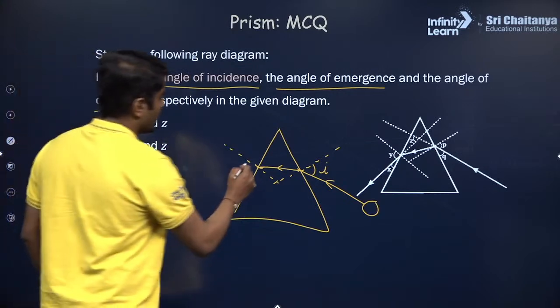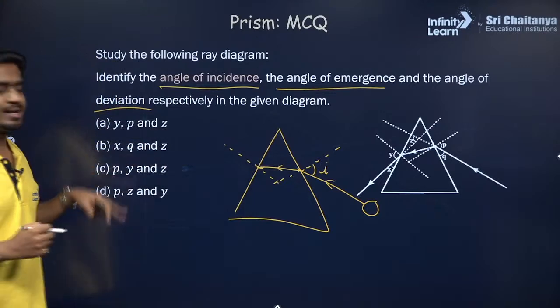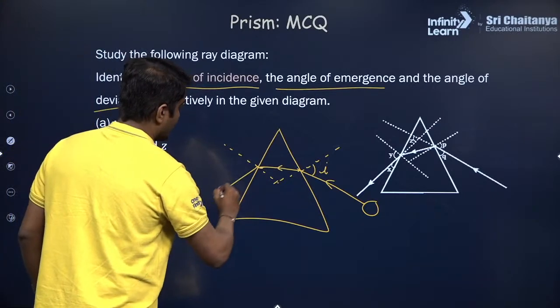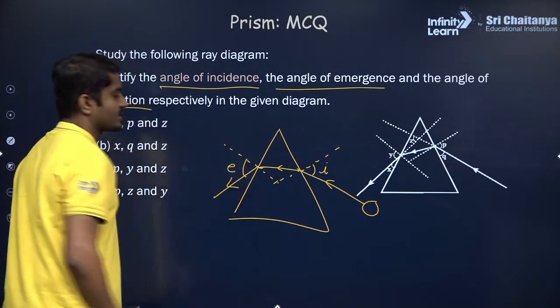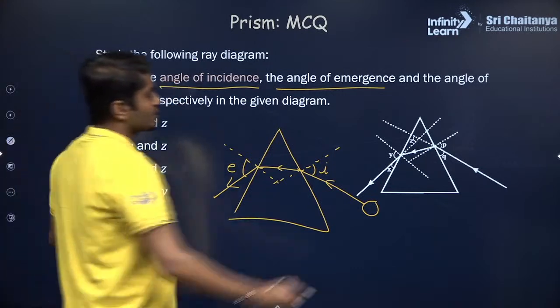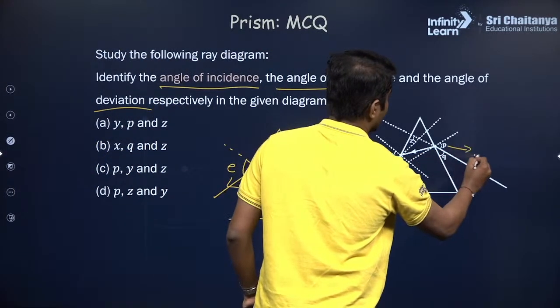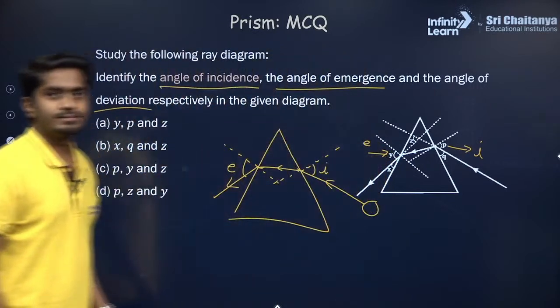So now what will happen at this place? Light is going from glass to air, so it will bend away from the normal. So there is our angle of emergence. So we want the angle of incidence. This P is the angle of incidence, and this Y is the angle of emergence.